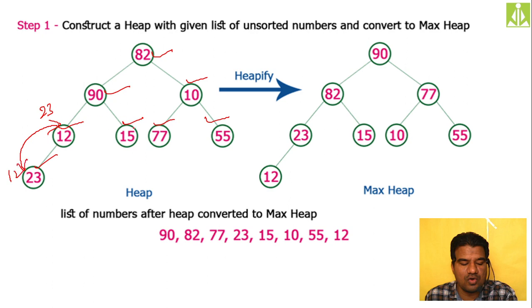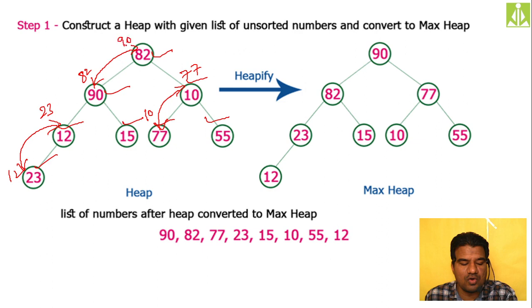Then 23, 15, 90. No need to change anything. It will remain as it is. Then again, this side you come. 77, 55, 10. 77 is greater. So shift this 77 up and 10 down. So 10 will come over here, 77 will go over here. Then after this, 77, 90, 82. 90 is greater. So shift 90 to the top, 82 to the bottom. So 82 will come over here and 90 will go here.